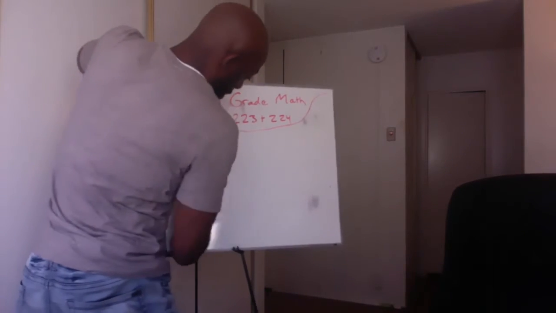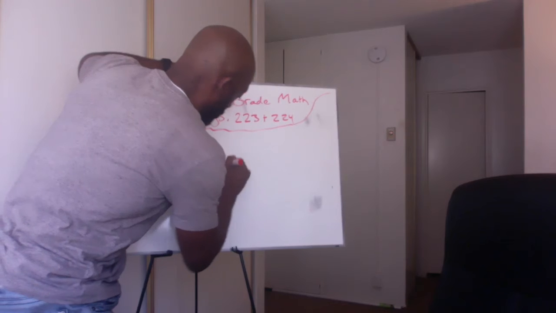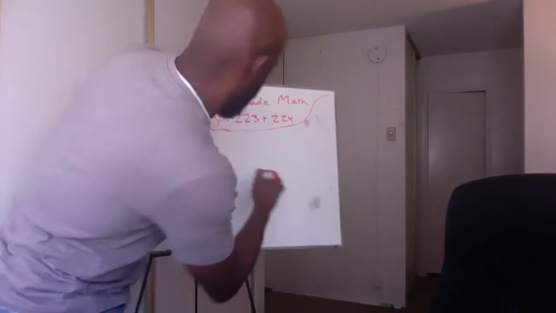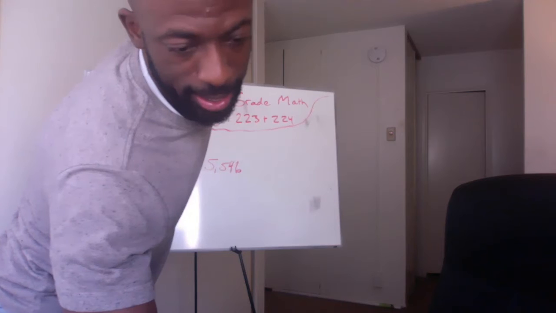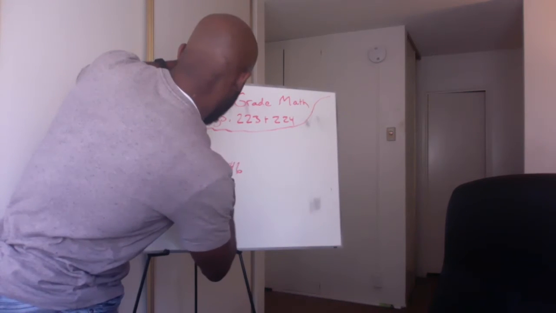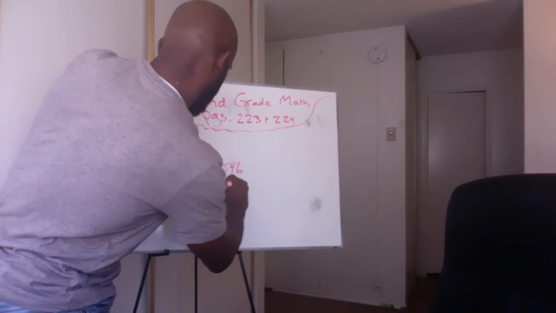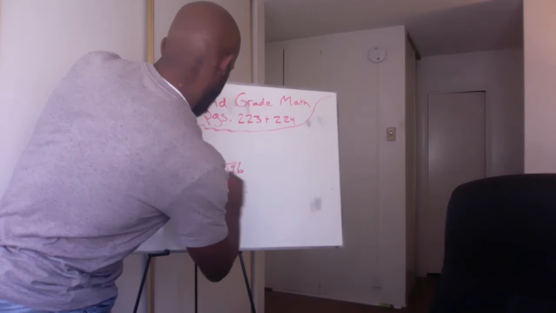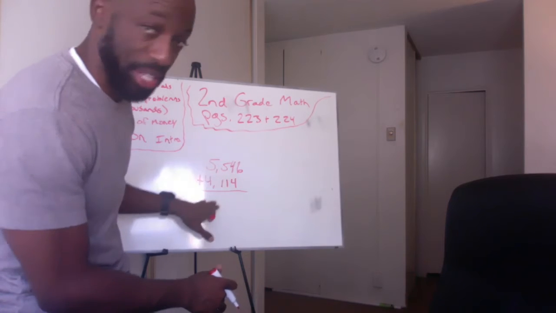Okay, so here's what we're going to do. We're going to take the first problem, and it says 5,546. All right, 5,546, and then that's going to be plus, not minus this time, plus 4,114. All right, so does everything look right so far? I got my commas in the right place, everything in the right place?